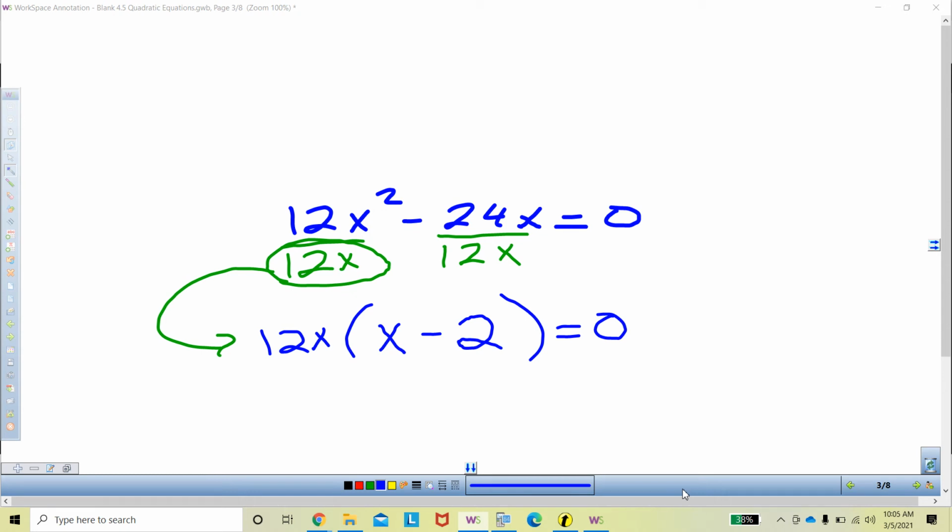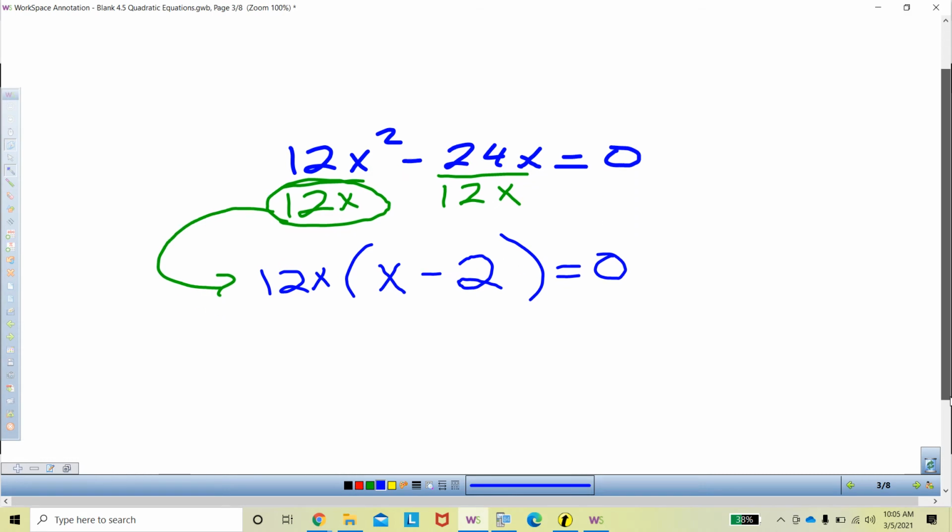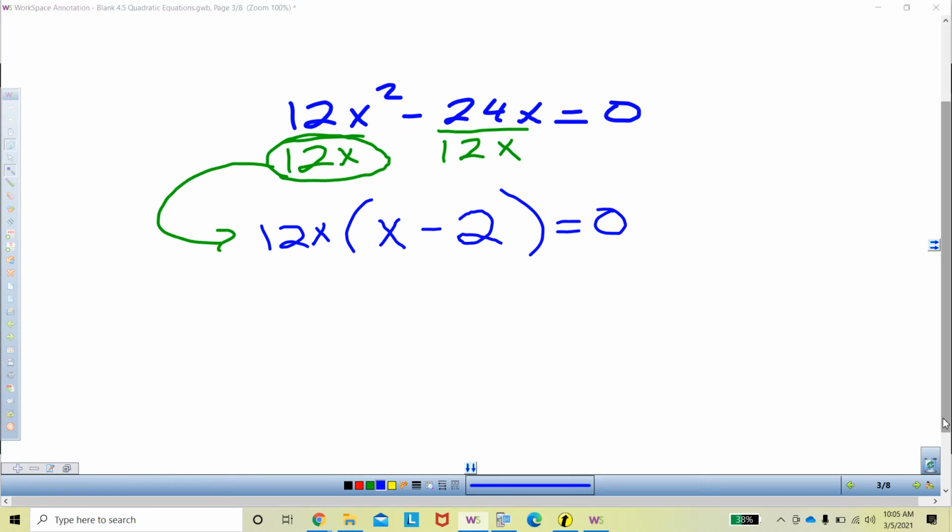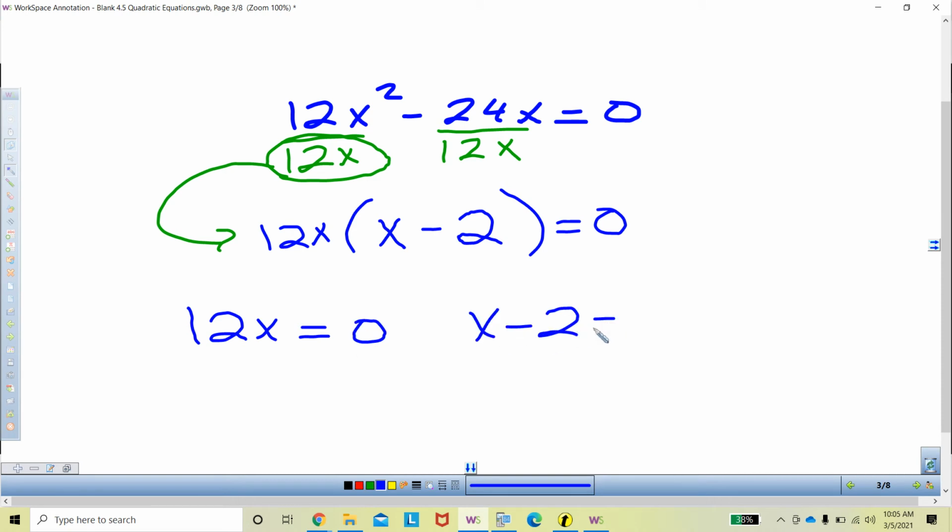So now we have to take both parts, what's in front of the parentheses, set it equal to 0, and what's inside the parentheses, set it equal to 0. So I say 12x equals 0, x minus 2 equals 0, add 2, so x equals positive 2.